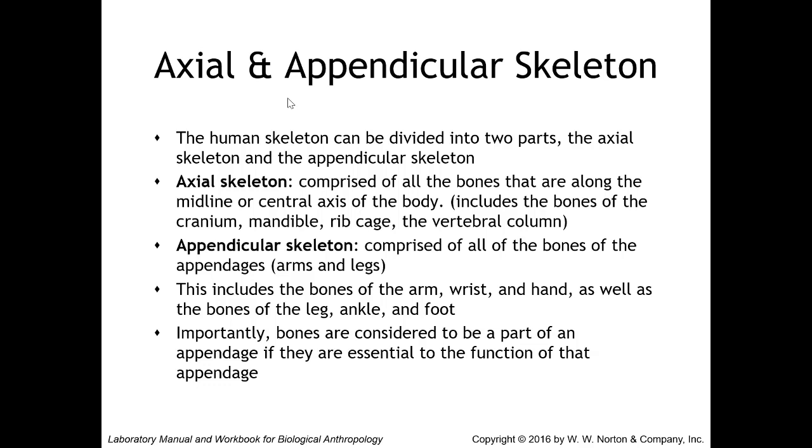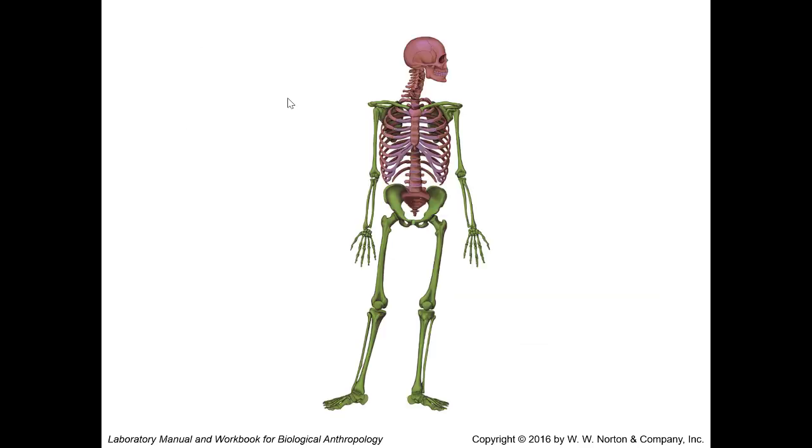So for ease and visualization, we have this skeleton who is color-coded to show you what is axial and what is appendicular. Axial, again, is along that midline of the body. Appendicular is our appendages, right? So now we have that taken care of.